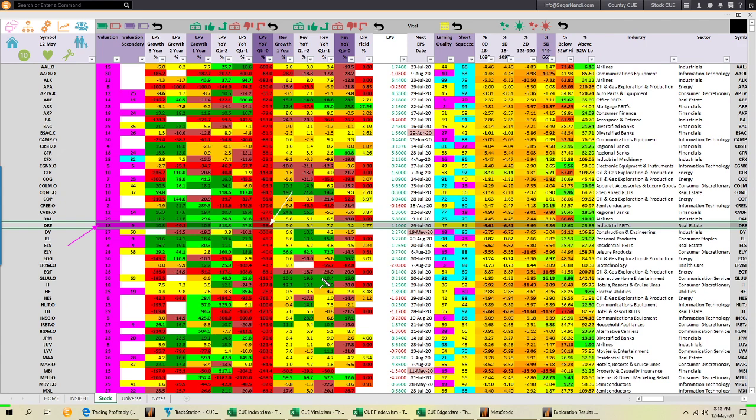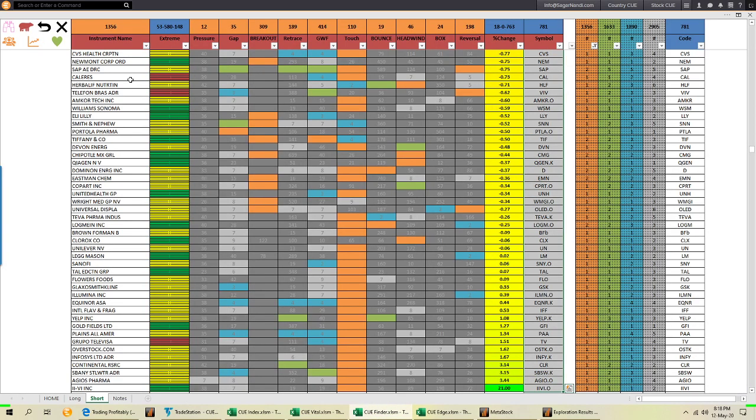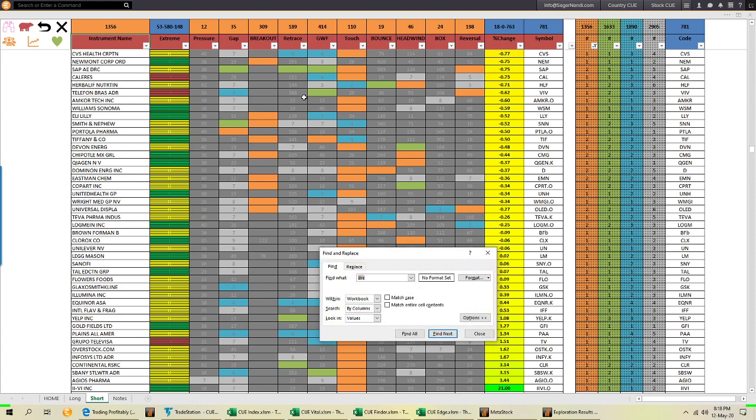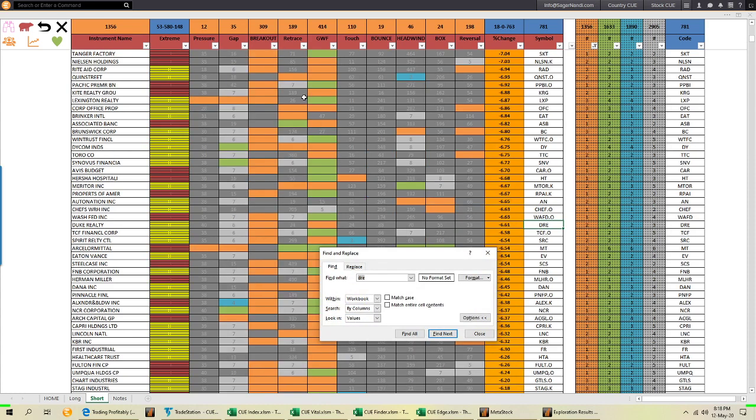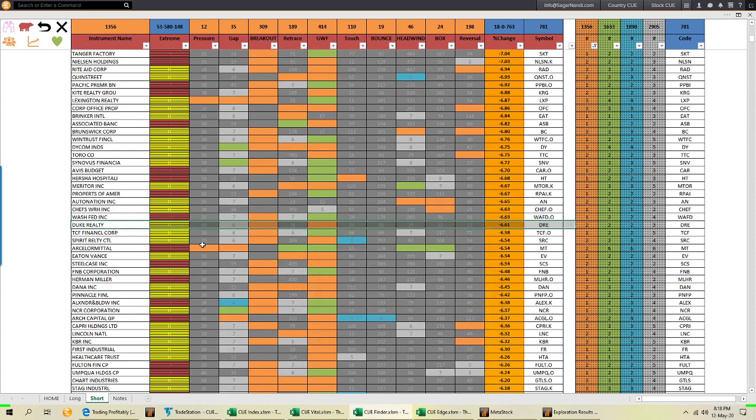I found the stock from Q Finder, and let me go back to Q Finder, search for DRE again. I found the stock from here. Q Finder Duke Realty. Today it is up by more than 6%.